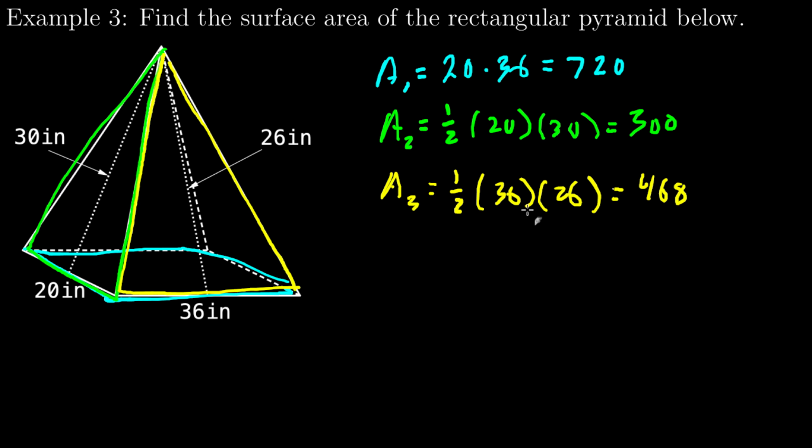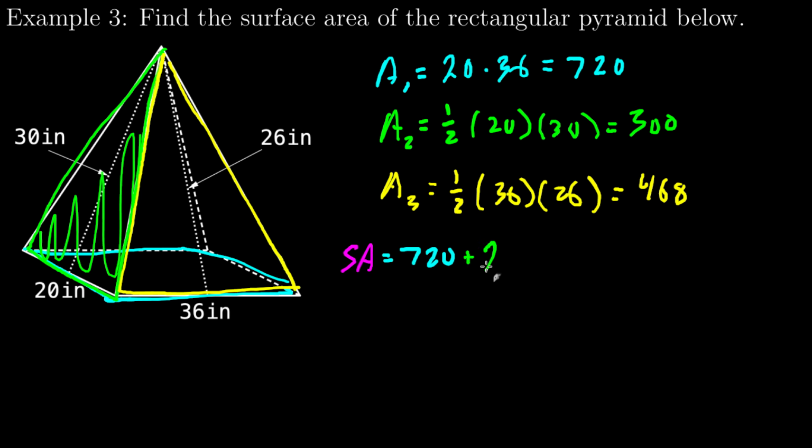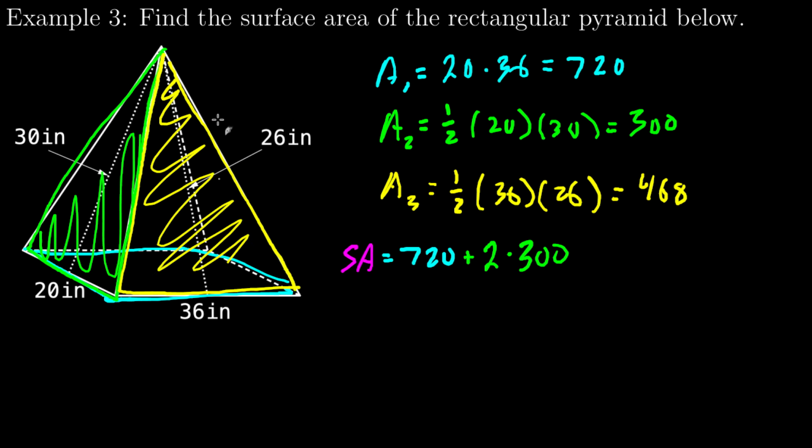Now, I just need to work my way through this. So the whole surface area: the rectangular base shows up once, so I only have 720 one time. The left triangle, this one right here, shows up on the left side and on the right side, so that's going to be 2 of them, so 2 times 300. And then this front triangle shows up twice, once to the front, once to the back, so I will have plus 2 times 468.